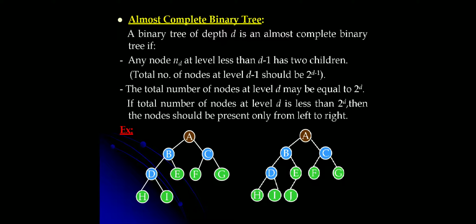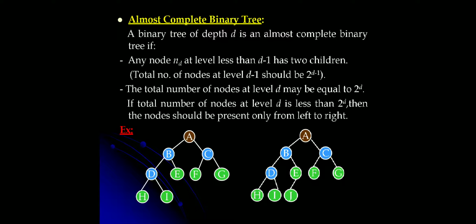So first we have to fill the left child for node D, then right child, and if the next node is to be inserted, then it is to be inserted as the left child for node E. Right? This is how we need to fill the nodes in the last level. Then only we say that it is an almost complete binary tree. The first diagram is an almost complete binary tree.